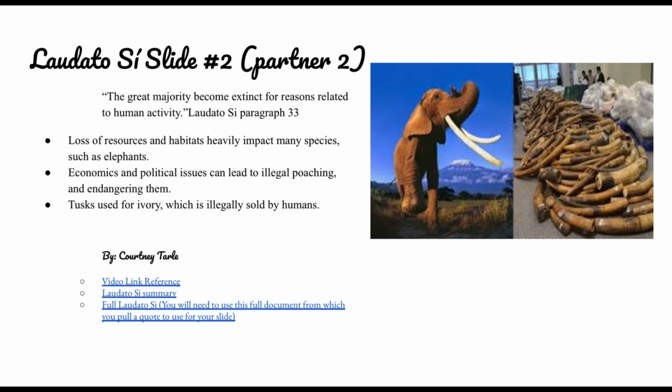Ivory from elephant tusks is illegally sold for profit on the black market, creating financial incentives for poachers. In some areas, poverty, corruption, and weak wildlife protection laws allow illegal poaching to continue. As elephants are killed for their tusks, their populations decline, which also harms ecosystems because elephants are a keystone species. Elephants help biodiversity. This demonstrates how human actions not only threaten elephants but also disrupt the entire ecosystem.